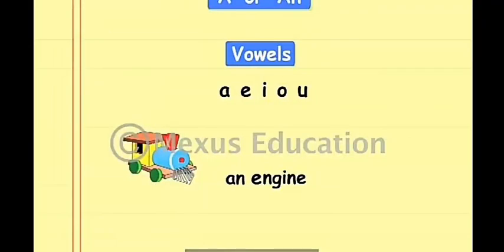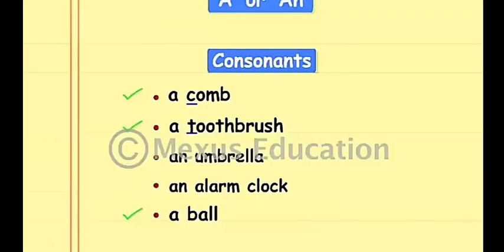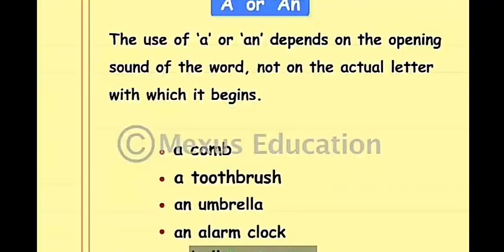U is giving sound of a. O, o. I, e. E, a. Okay, these are the sound of vowels. Here now sound of consonants and here.